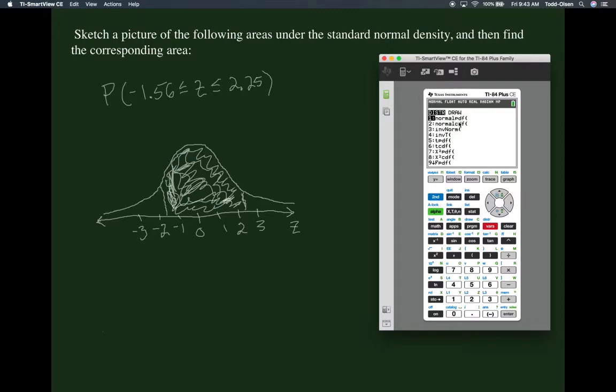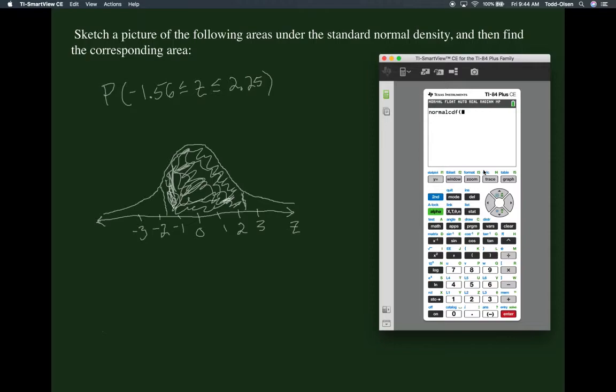Notice you have two choices here: normal PDF and normal CDF. A common mistake is to use normal PDF, but normal PDF does not give areas. We use normal PDF to draw curves. We could go into y equals and use normal PDF to draw a bell curve in the graphing window of the calculator. But that's not what we're trying to do here. What we're trying to do with this problem is find the area. So I choose normal CDF.